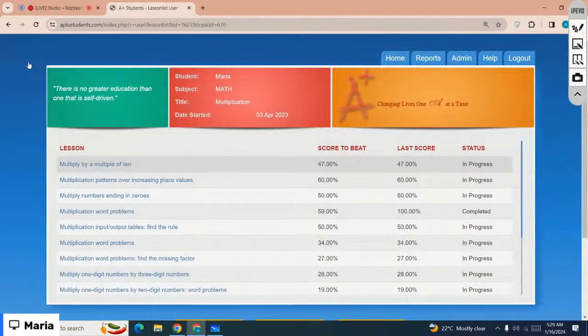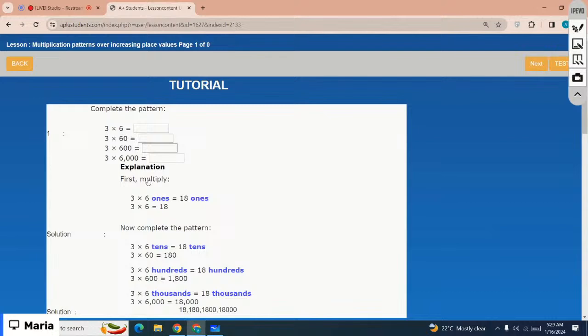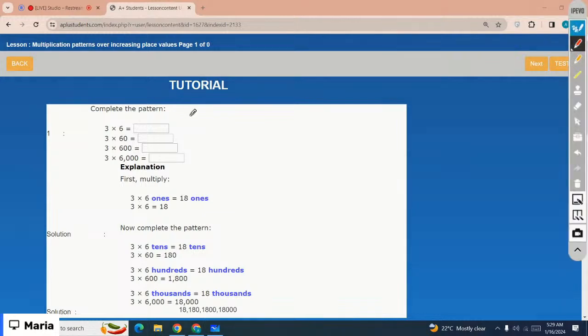The next lesson is multiplication patterns over increasing place values. You have to see the patterns when the place values are increasing. Let's start with the first example: 3 times 6 equals the missing number, then 3 times 60, 3 times 600, and 3 times 6000. You can see the place values are increasing: first ones, then tens, then hundreds, and then thousands. You have to see how to complete this pattern.